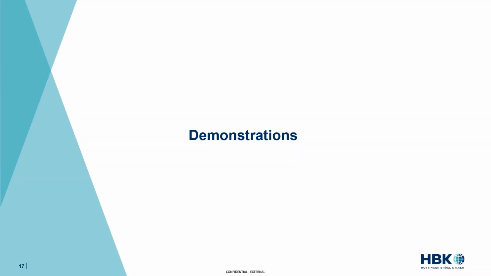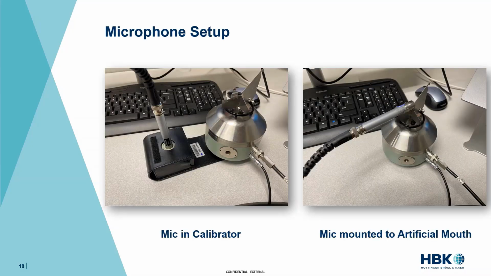We actually get to see these apps in action that I made. So this is just a quick overview of the setup I was using. I have one of our microphones, I believe it was a 4189, first set up in one of our calibrators, and then after I calibrated the mic, I moved it over to the Type 4227 artificial mouth that we offer.